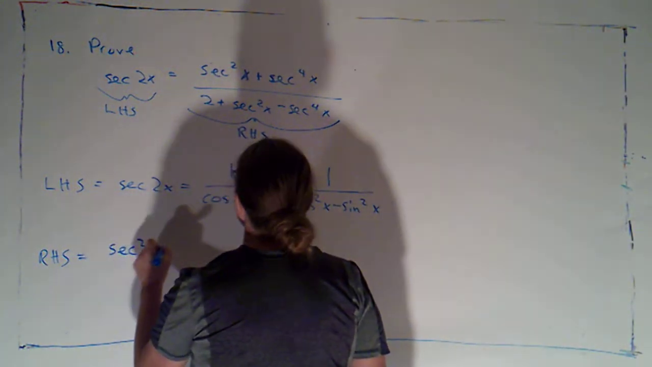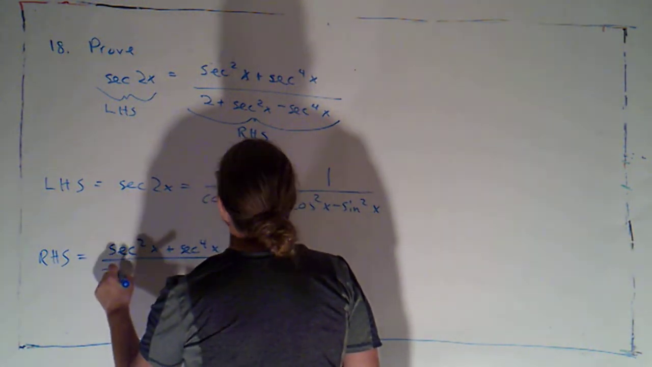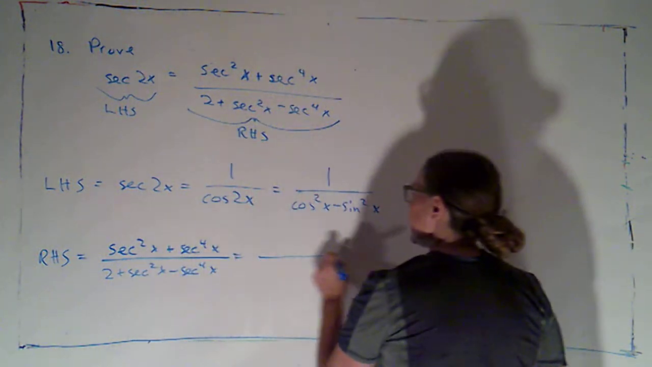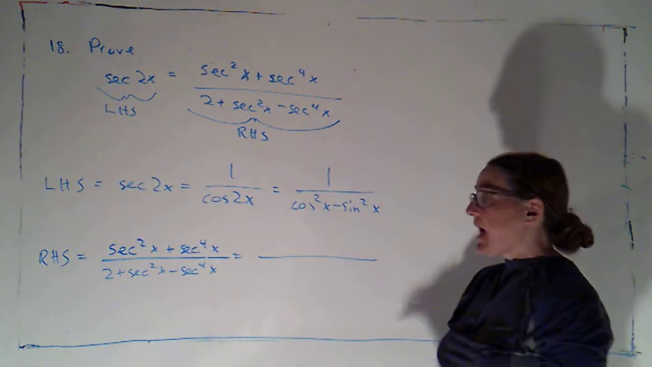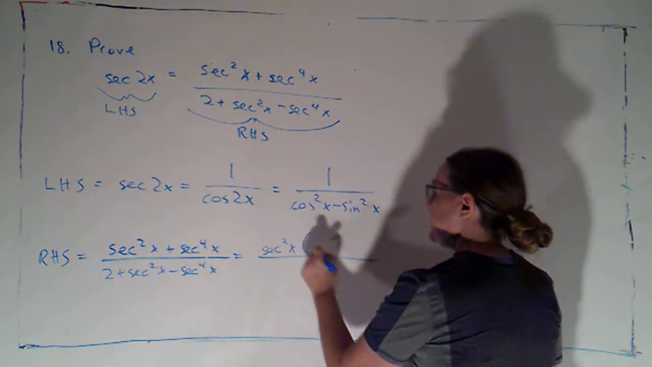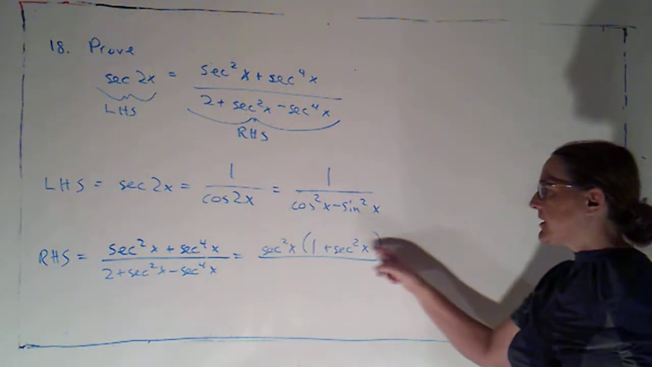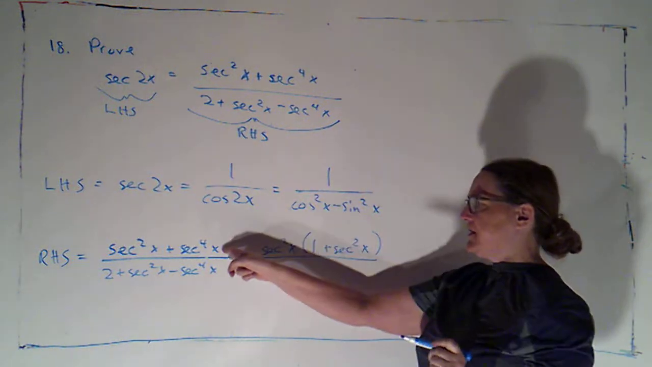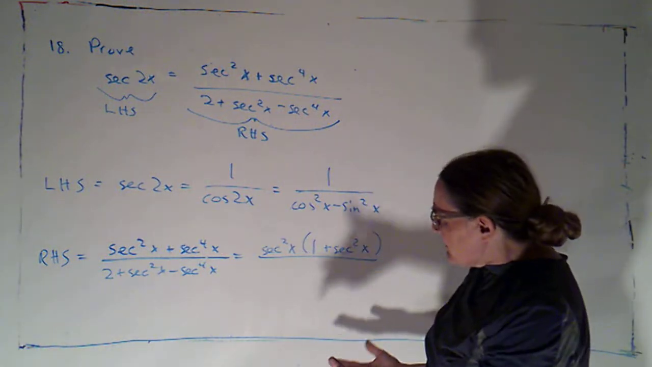It's secant squared x plus secant to the 4th x over 2 plus secant squared x minus secant to the 4th x. Now on top, both of those terms are just powers of secant. I can factor out a secant squared. So that's going to be secant squared x times 1 plus secant squared x. And remember, I can always double check my factoring by just distributing that back through to see that it would give me back this.